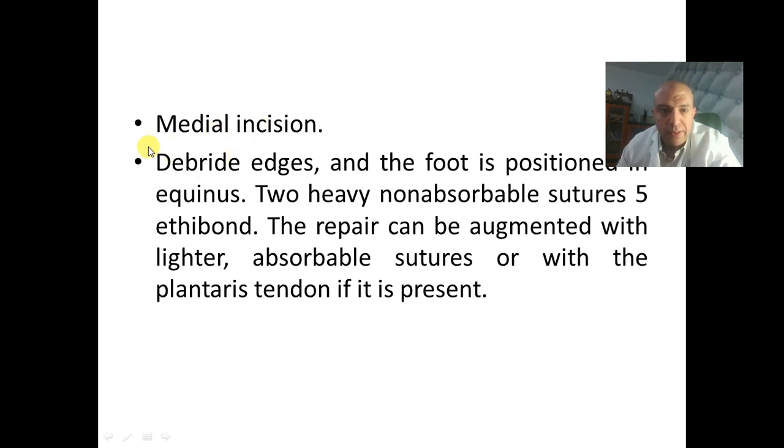Again, the operative details, just simple notes. Medial incision, please don't go for a midline incision. Debride the edges, but don't do aggressive debridement, to avoid gapping.